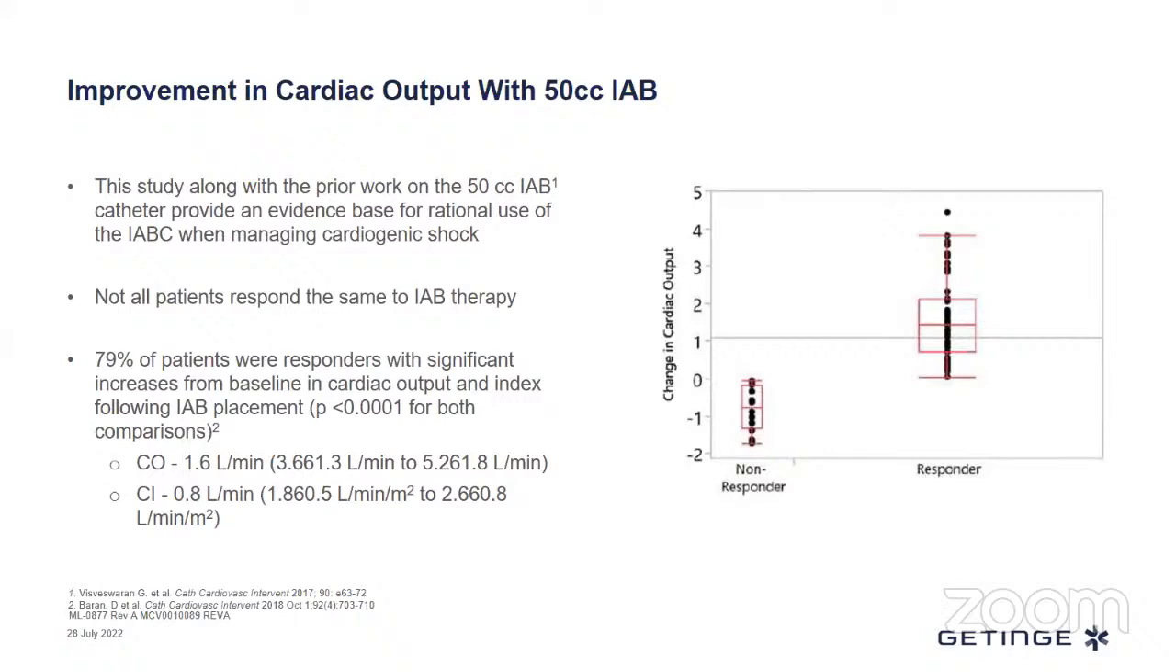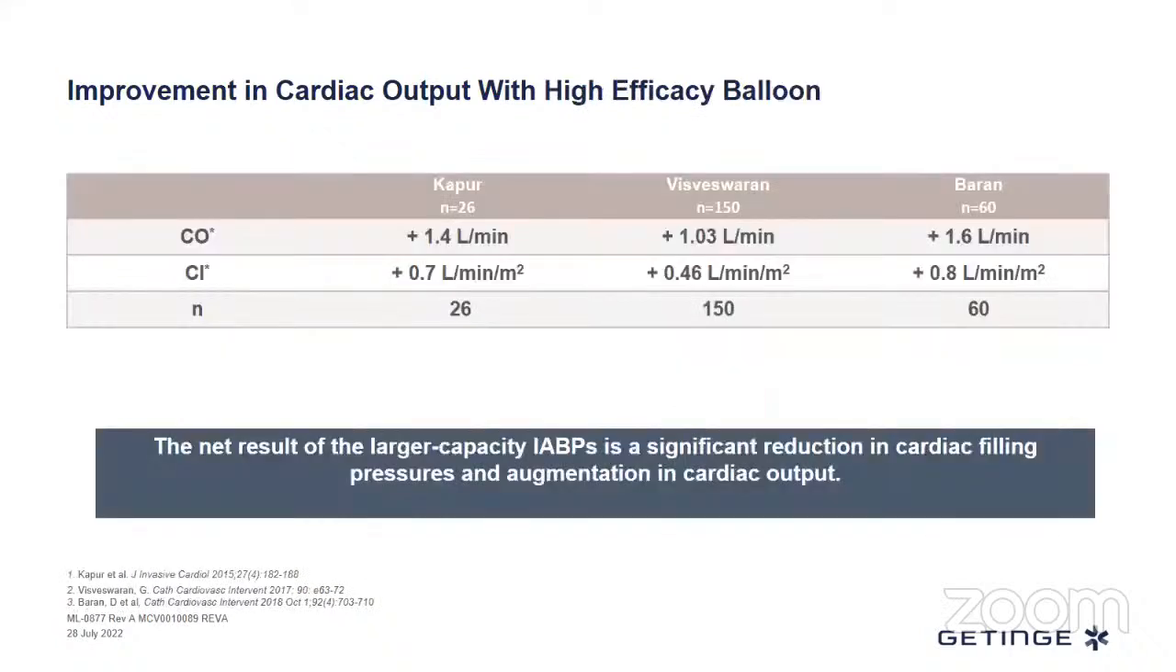So they were still looking at continuous studies and so forth, but if you look at a synopsis of the three studies, cardiac output and cardiac index, all of them showed a significant increase in those parameters, which I think would be good for patient outcomes.